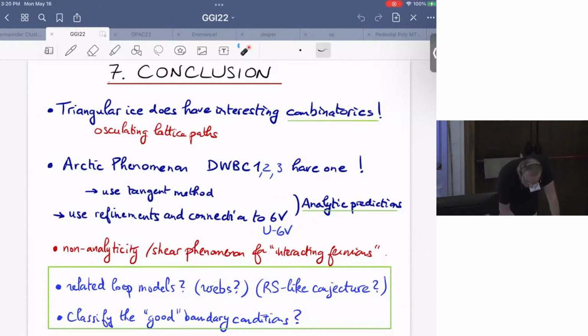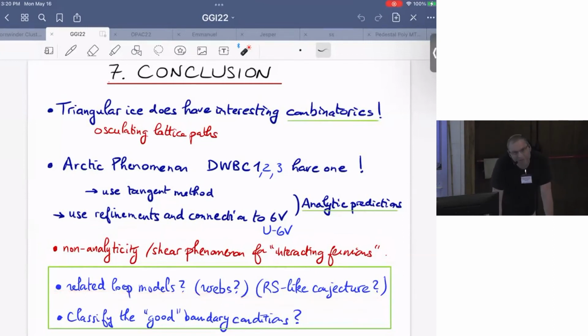There's this question of non-analyticity of the Arctic curve, which really seems to be a landmark of the fact that it's interacting fermions as opposed to non-interacting fermions when you look at non-intersecting paths. And one can ask these last two questions.